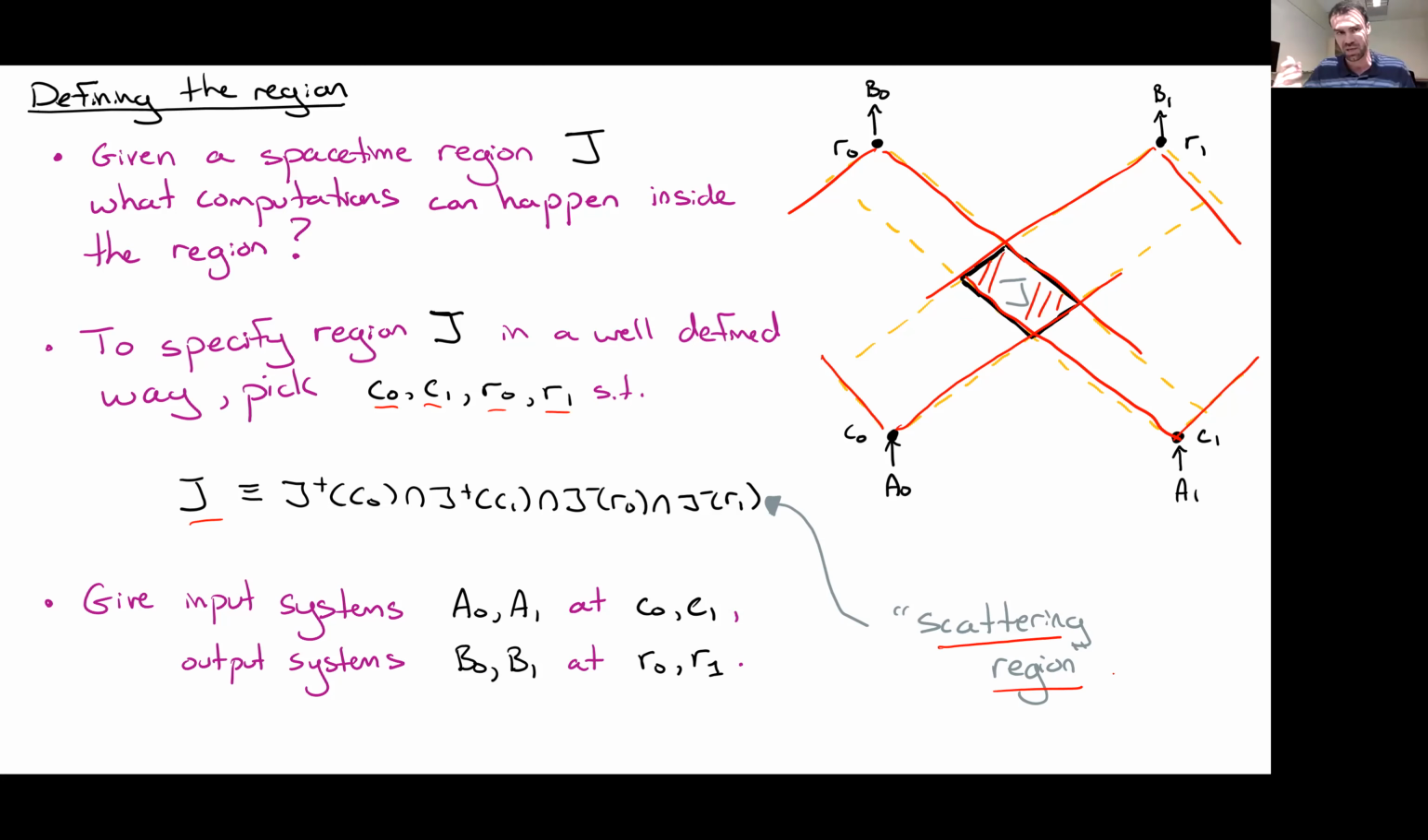The other thing I need to do to make the question a little bit more precise is be careful about where the input systems start out and where the output systems should end up. What I'm going to do there is have input system A0 start out near C0, A1 start out near C1. They're going to come into the region somehow. They'll interact, some computation happens, and then the output systems should end up at R0 and R1. So this is just a minor rephrasing of the question. It removes a couple of ambiguities though, and will be important as we keep going.